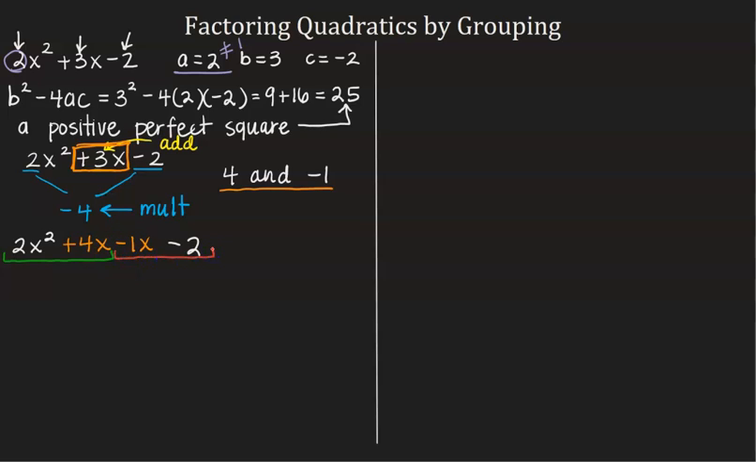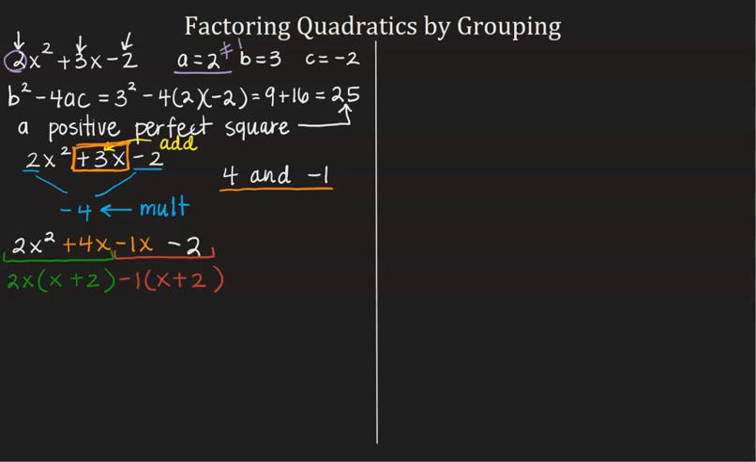Looking inside the first group, what's underlined in green, I'm looking for what those terms have in common that we can factor out. Between 2x squared and 4x, they have a 2x in common that we can pull out. Pulling a 2x out will leave us with an x plus 2. Now looking at the two terms in red, the negative 1x and the negative 2, they have a negative 1 in common that we can factor out. That leaves us with an x plus 2.